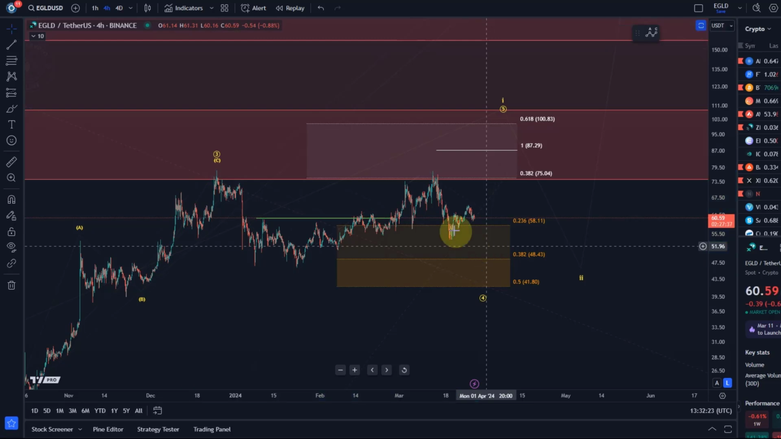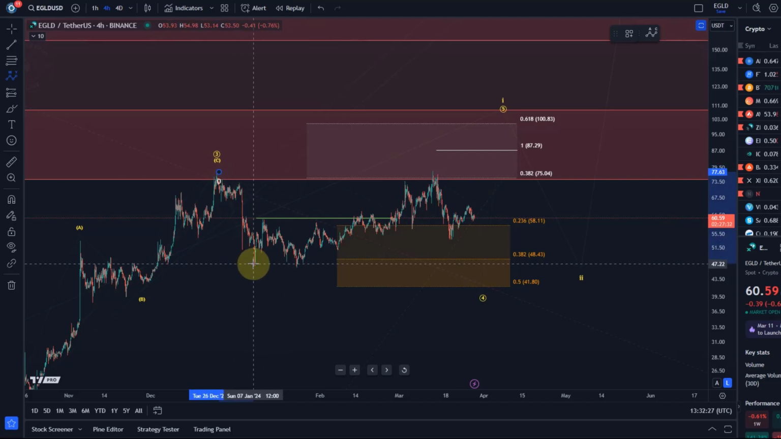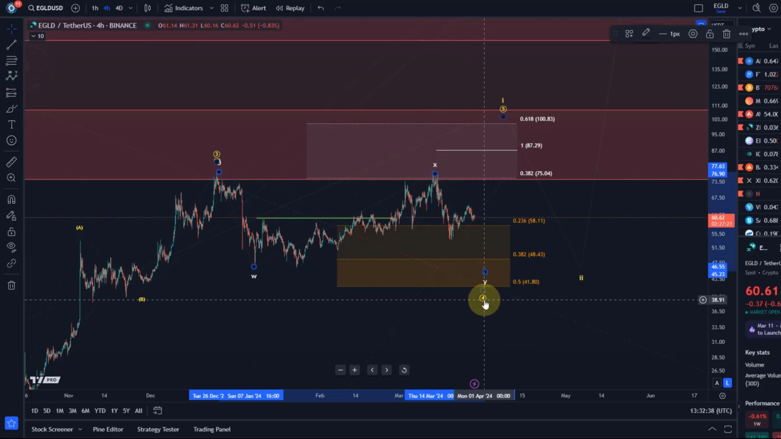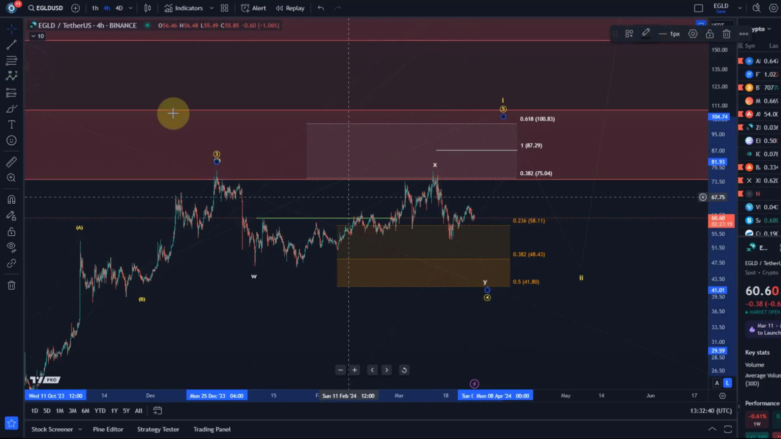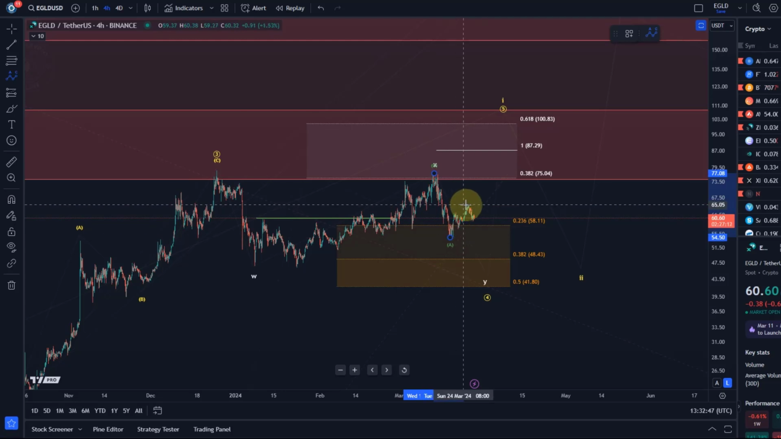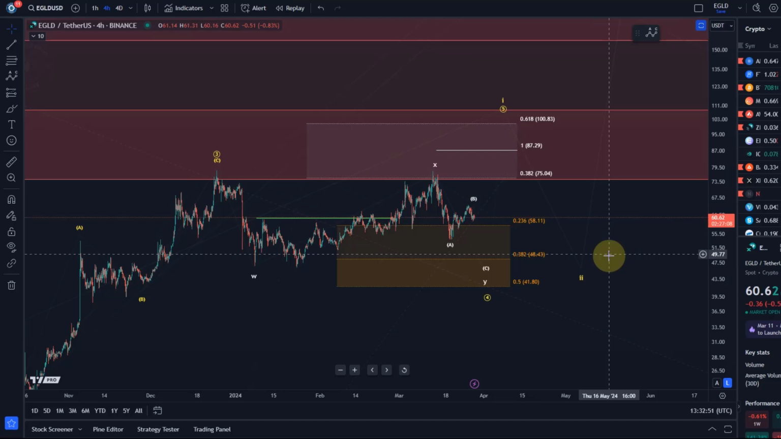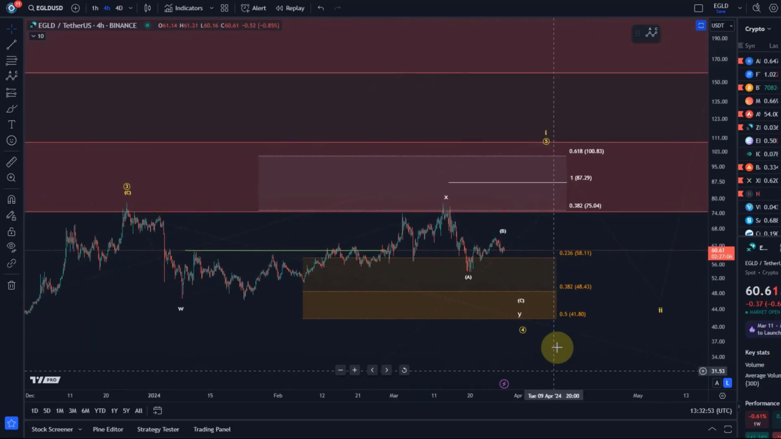I think it has morphed into a WXY structure. Wave W to the downside, and X, even though that looks a bit like a 5-wave move, but there's a lot of room for interpretation. WX, and this looks like a Y. Okay, so I'm leaning to that interpretation. And then the move down that started here on the 13th of March could simply be an A, B, C structure. Very similar structure to what we currently observe across the crypto sector.